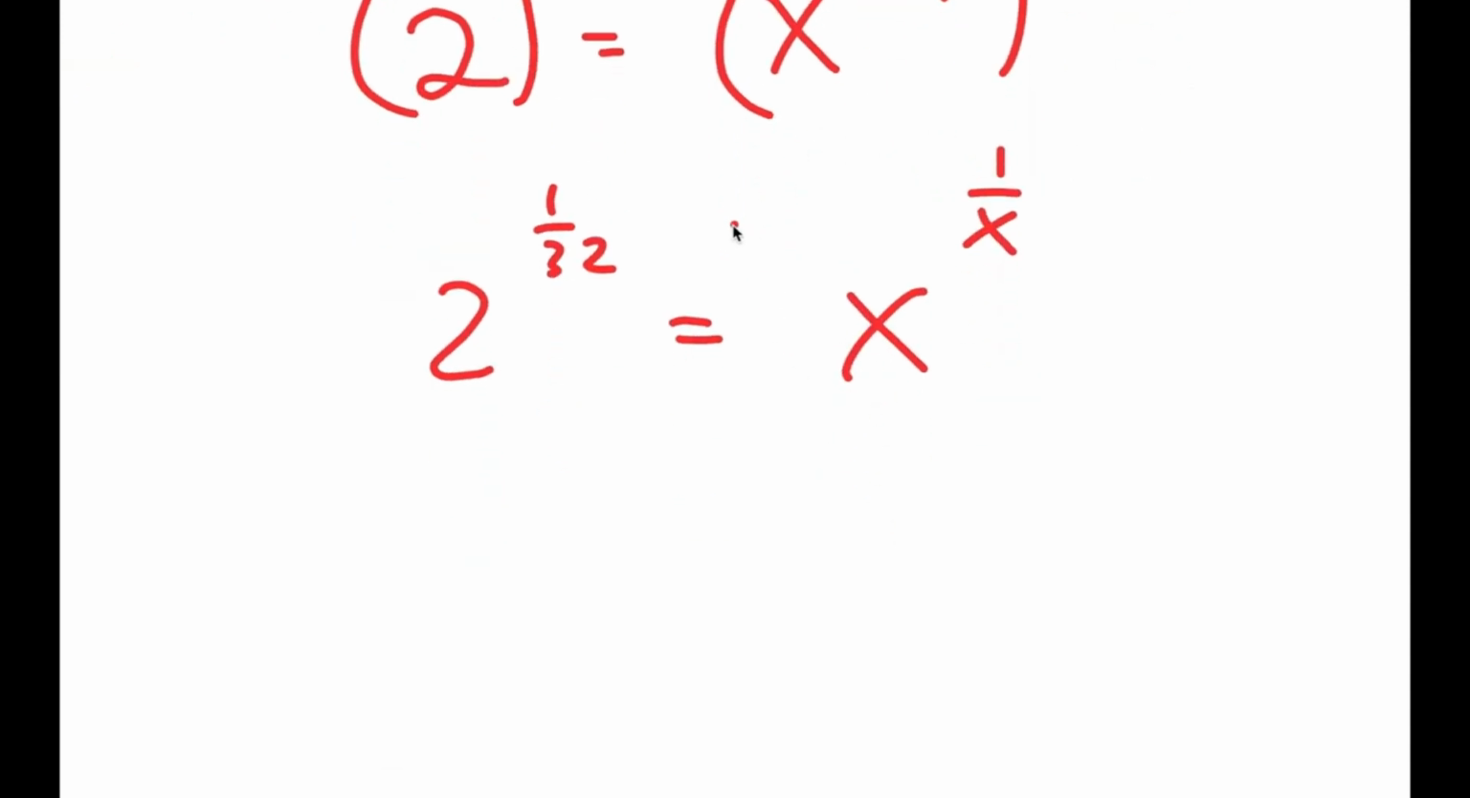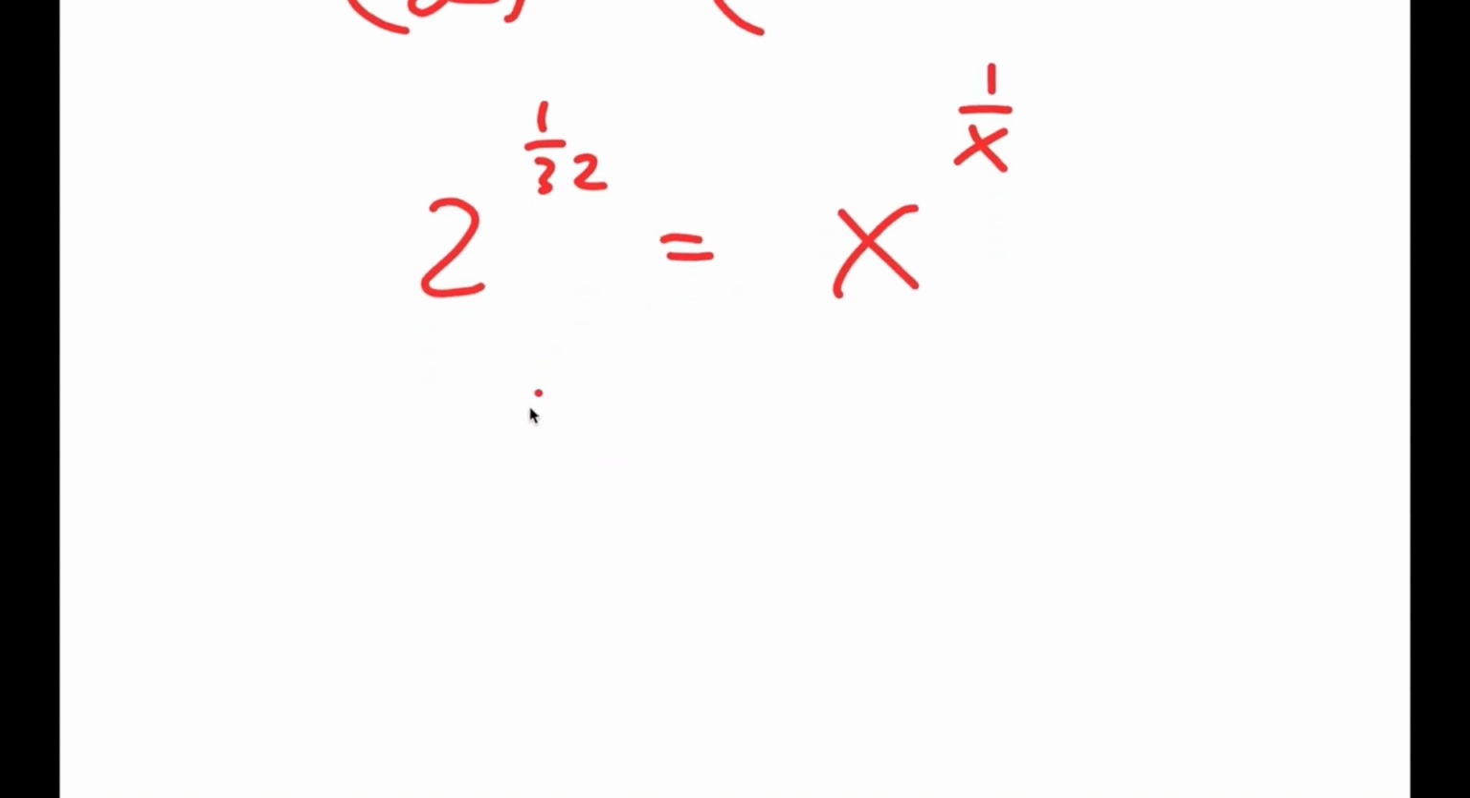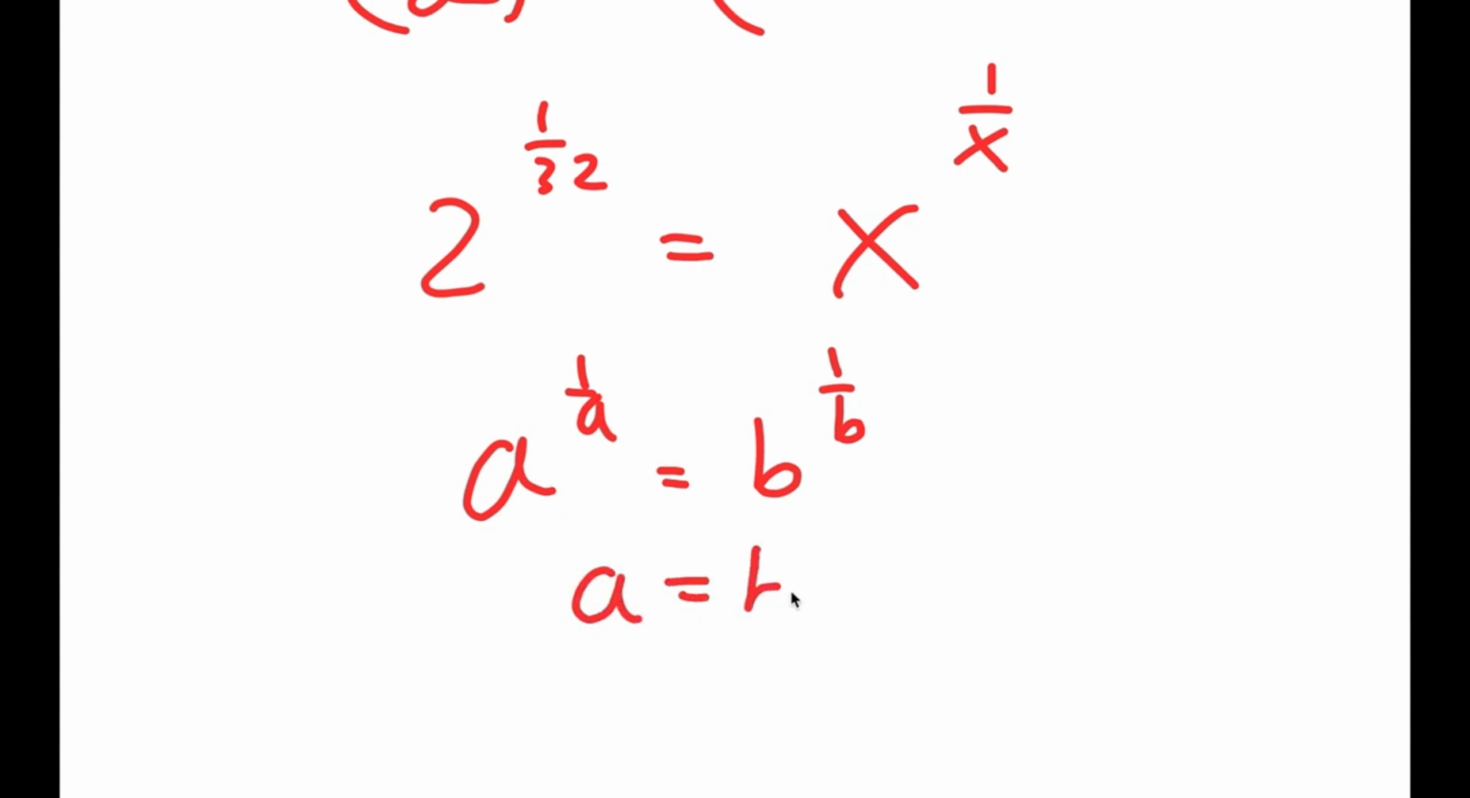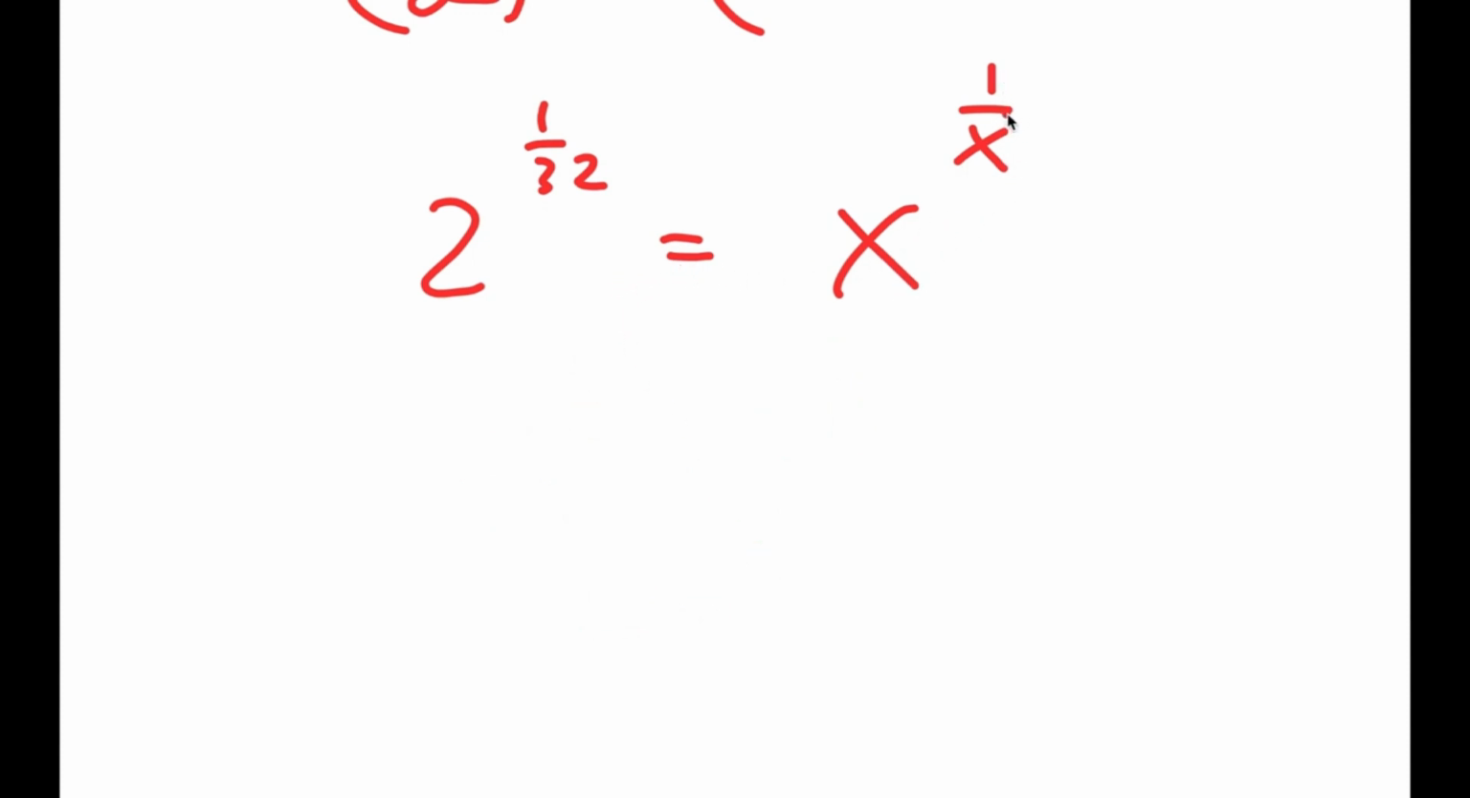And now, we want to simplify this because our end goal is to make this in the form a to the power of 1 over a is equal to b to the power of 1 over b. So in that case, if that's in the form, that means a is equal to b. So we already have x to the power of 1 over x over here. So we just need to make the left-hand side be in the form a to the power of 1 over a, meaning this number here has to equal this number. So we need to find a way to make that.